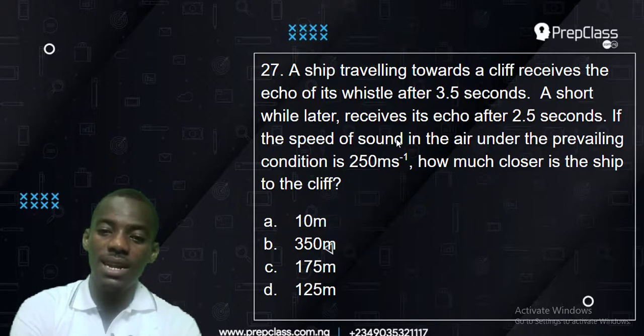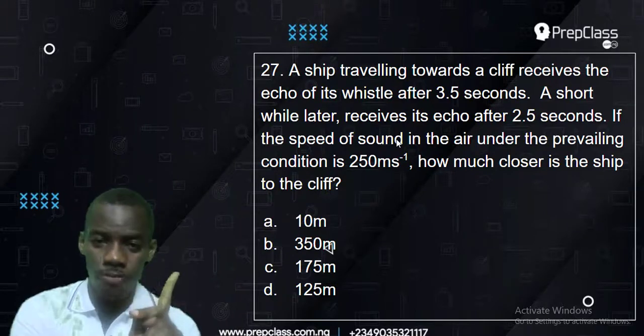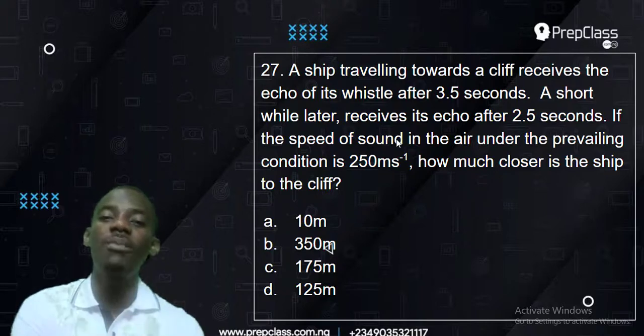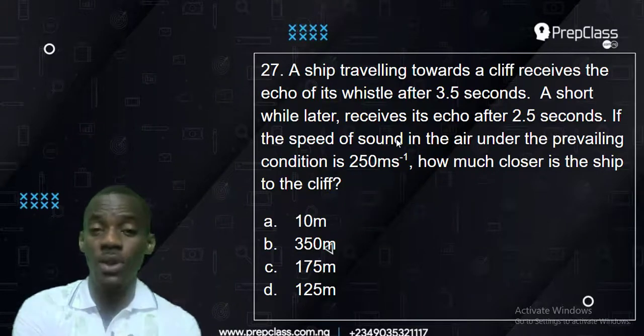If the speed of sound in the air under the prevailing condition is 250 meters per second, how much closer is the ship to the cliff? Now, whenever you hear any question on echo, there is one formula to know. Only one formula. If you know that formula, you can solve all questions on echo.